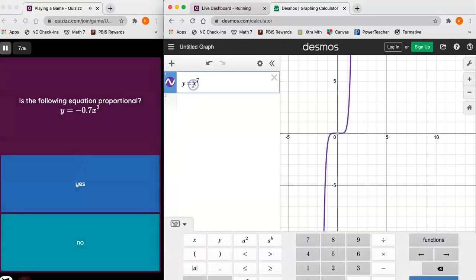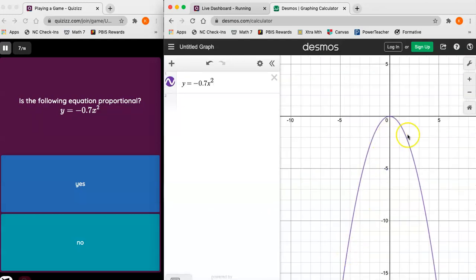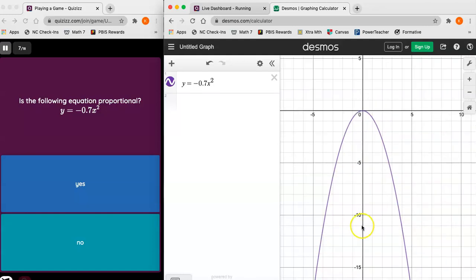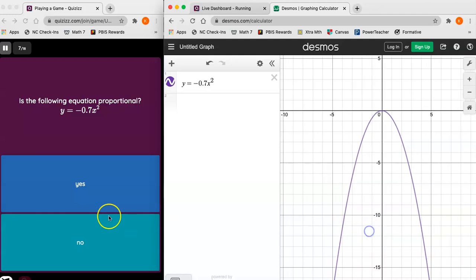So this one is also not going to be proportional, negative 0.7x squared. I'm going to just hit the squared button this time. And you'll see this is a quadratic that opens downwards, or you could say a parabola that opens downwards. And no, that is not proportional.